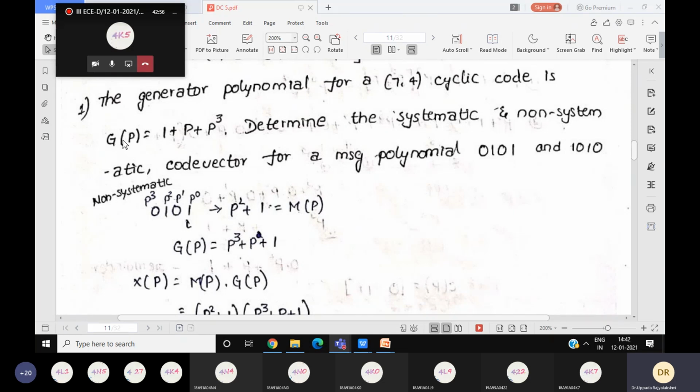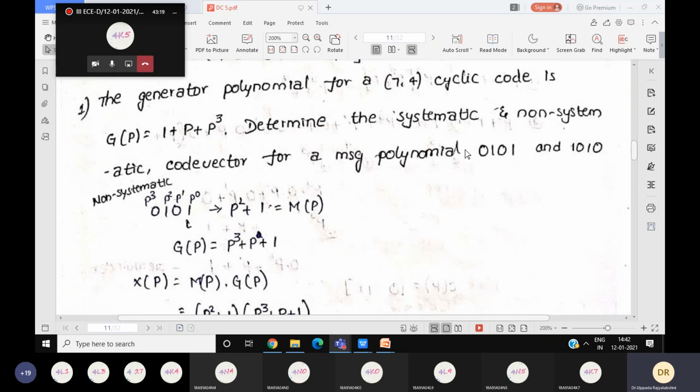So you need the polynomial formula, so keep this equation like this. Okay. Now determine the systematic and non-systematic code vector for a message polynomial 0, 1, 0, 1 and 1, 0, 1, 0. Now here they have given you the message polynomial. They have said to do it for these particular combinations.